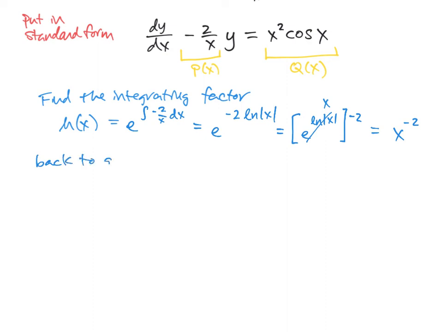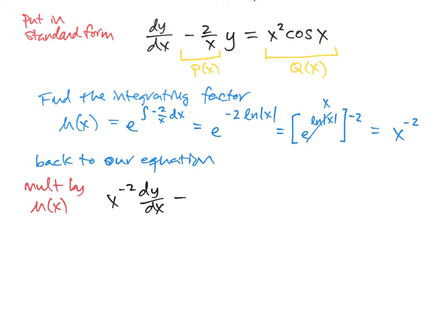So now we'll go back to our equation. Now that we have our integrating factor, what I'm going to do is multiply by mu of x. So our equation in black, we have x to the negative 2 dy dx minus 2x to the negative 3 y equals cosine of x. So those x squareds cancel on the right-hand side.